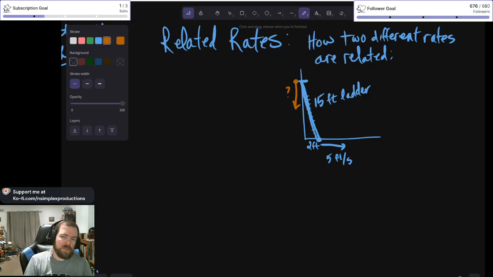So, when the bottom of the ladder is 2 feet away from the wall, and assuming that the wall is appropriately plumb, and it's 15 feet long, when the ladder is moving at a rate of 5 feet per second at 2 feet away from the wall, how fast is it moving down the wall?